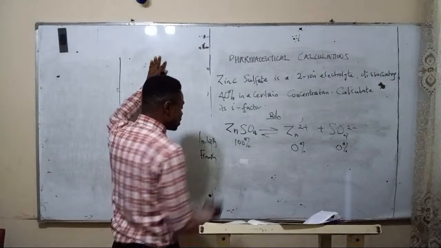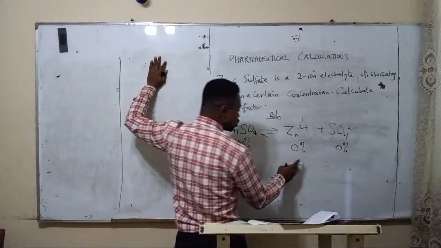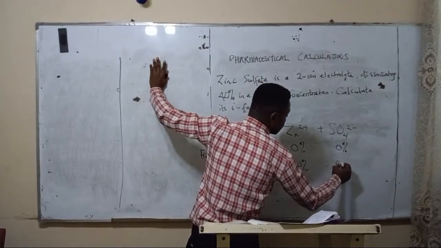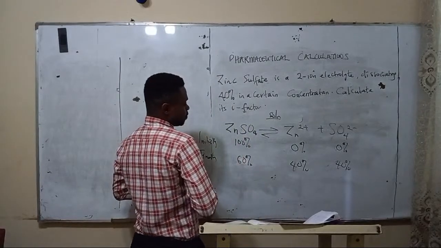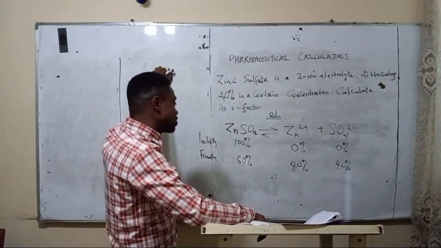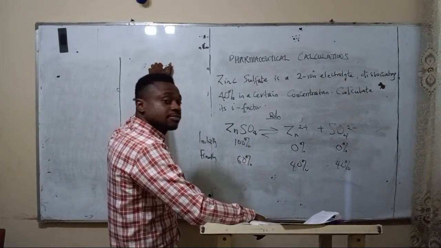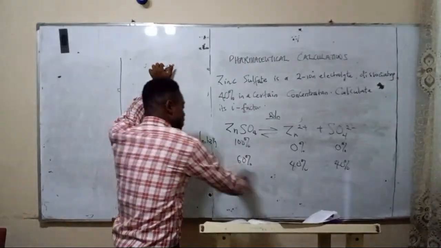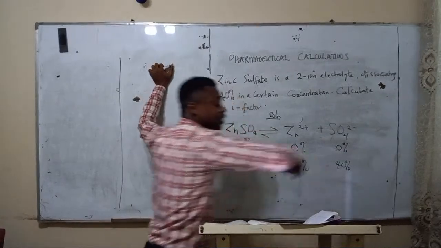But finally, after dissociation, what remains here is 60%. And what is coming after dissociation here is 40%, and here is also 40%. There is 40% dissociation, so 60% will remain. 40% zinc ion is produced, and 40% sulfate ion.